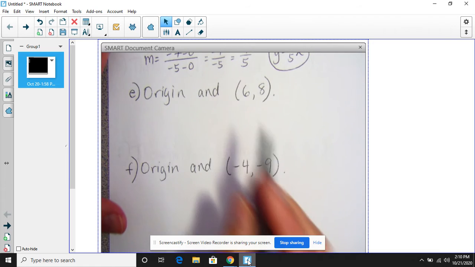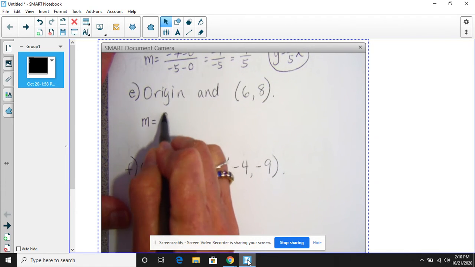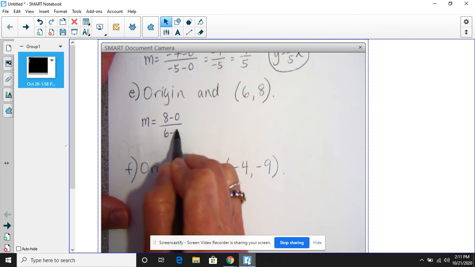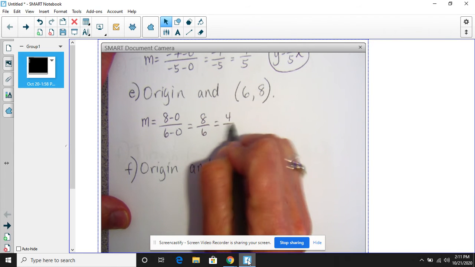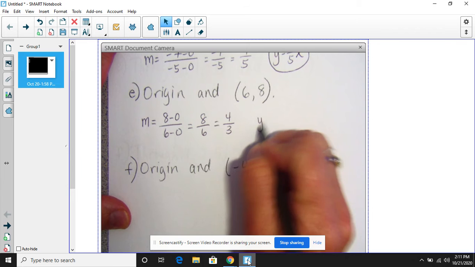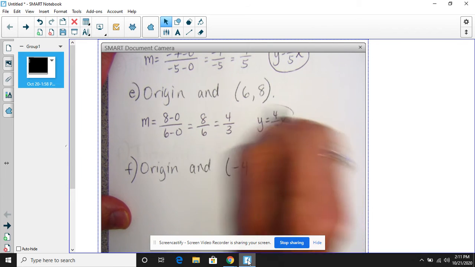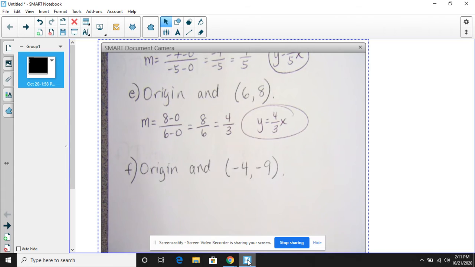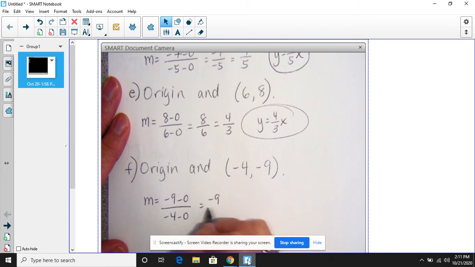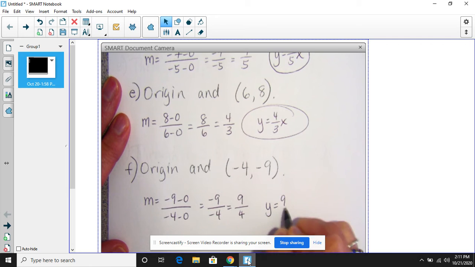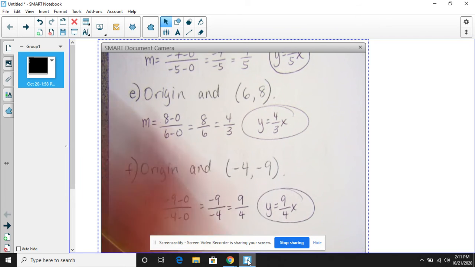Okay, now that you're back, let's go over your answers. The slope for this one, you'd have 8 minus 0 over 6 minus 0 gives you 8/6, which simplifies to 4/3. So your equation is y = 4/3 x. And then the second one, your slope would be -9 minus 0 over -4 minus 0, which would give you -9 over -4. Negative divided by a negative is what? Positive. So your equation is y = 9/4 x.